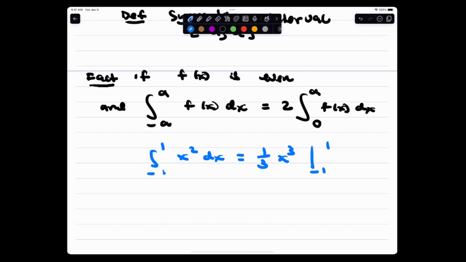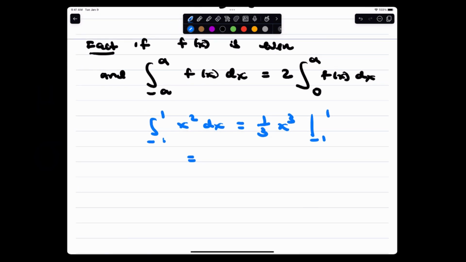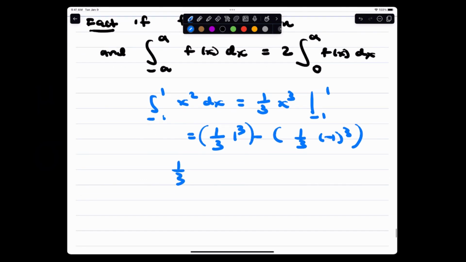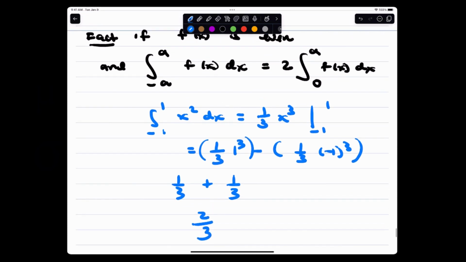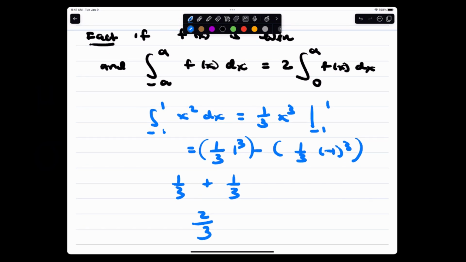See this here? 1/3 times 1 cubed minus 1/3 times negative 1 cubed. Let's see if we even have this correct. 1/3 plus 1/3, and that'll give you 2/3. Okay? So we know the answer is 2/3 here. But here's my point.